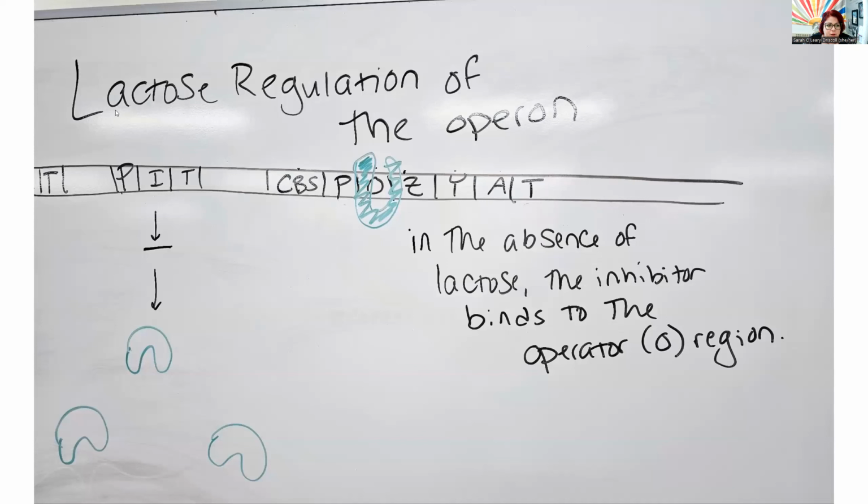Okay, so now we're going to talk about how lactose helps regulate the expression of the operon. So in the first place here, we have our inhibitor proteins that are being made. And in the absence of lactose, the inhibitor proteins, like these horseshoe shapes, will bind to their binding site, which is the operator.